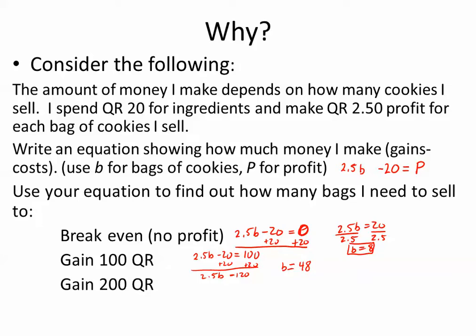Gain 200 Riyals. Holy smokes, you mean I got to do that again, Mr. Bauer? Yes, you've got to do it again. So here we go again. 2.5b minus 20 equals, I'm trying to make a point here. Now, obviously, if you do this, you can work through it. You should be able to get that b equals 88. All right. Then the next question.